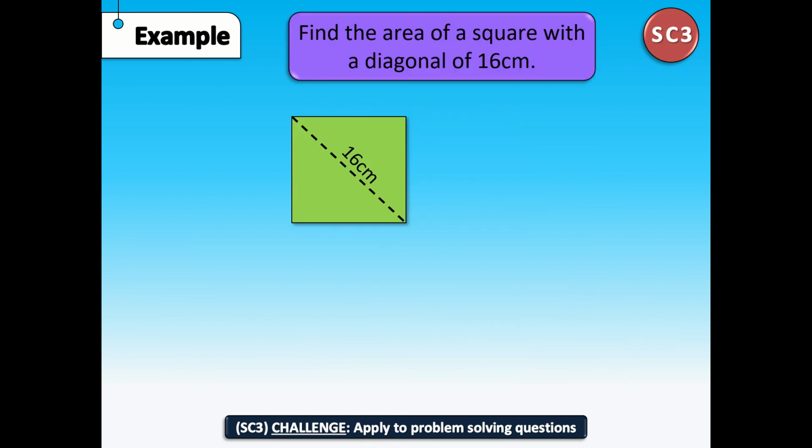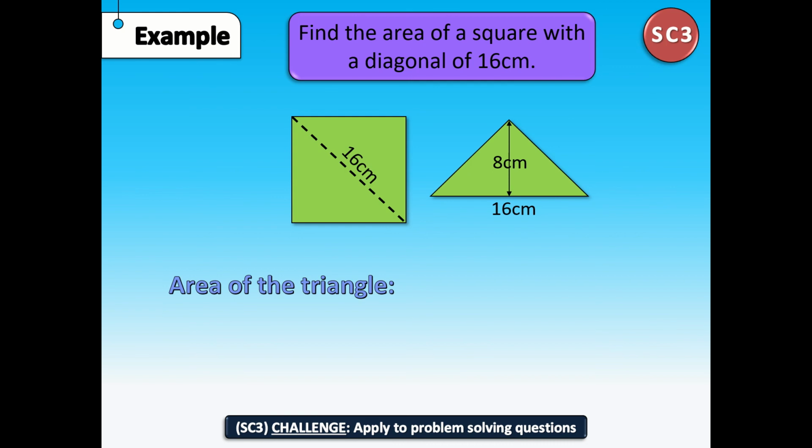Here's another example. We want to find the area of the square that has a diagonal of 16 centimeters. So if we have a look at the triangle that it separates it into, the triangle would have a base of 16 centimeters, and because it's a square, it'd have a height of 8 centimeters, because that's half of the diagonal.